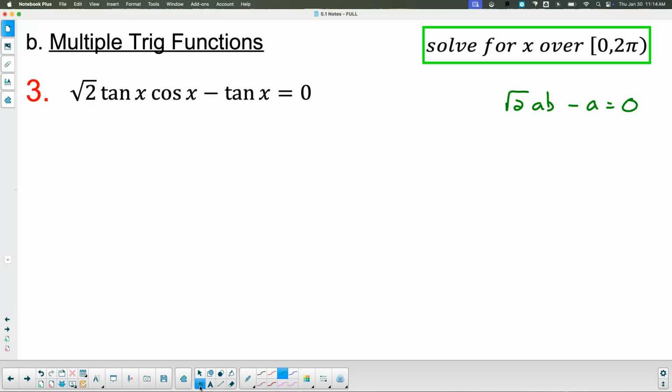My guess is that you would avoid it, especially because of the way that you groaned 2 days ago when I dropped this word. Factor. What are we going to factor out? Factor out an a, which in our trig case is we're factoring out a tangent. Okay? So if I factor out a tangent, what's left over? Square root 2 cosine minus 1.